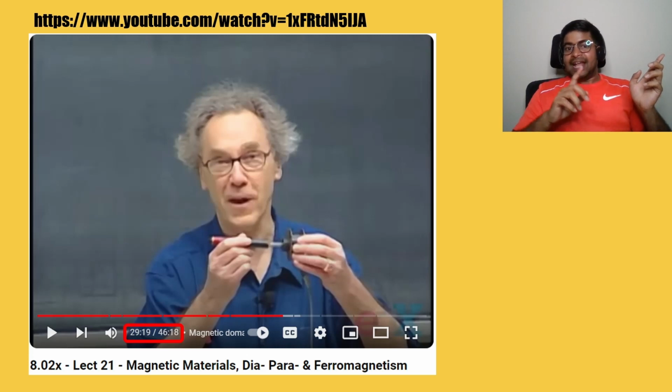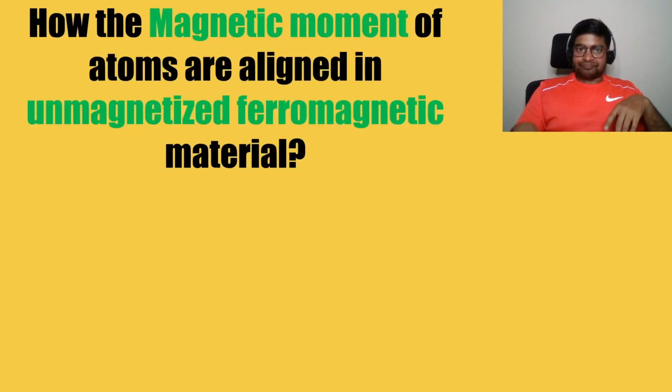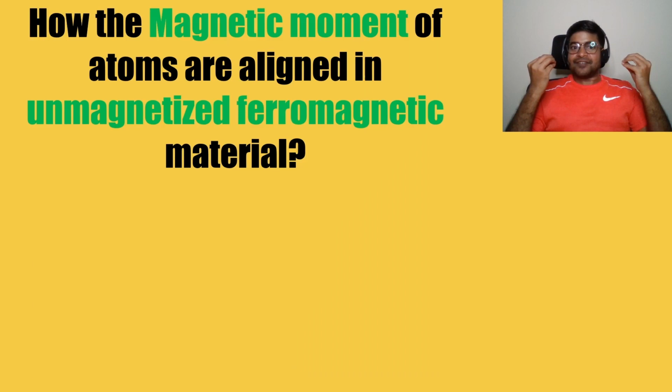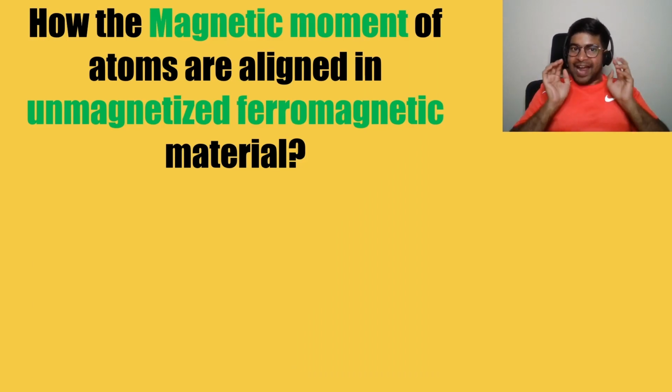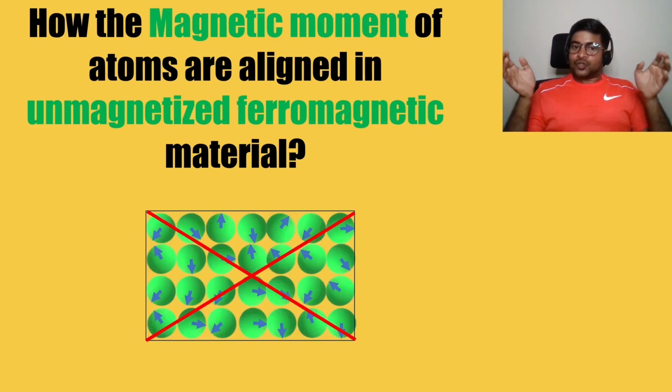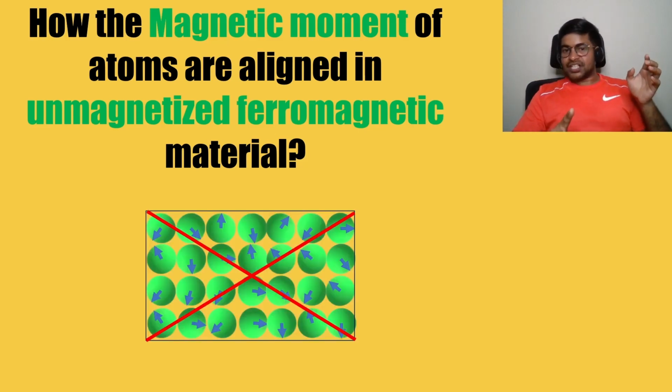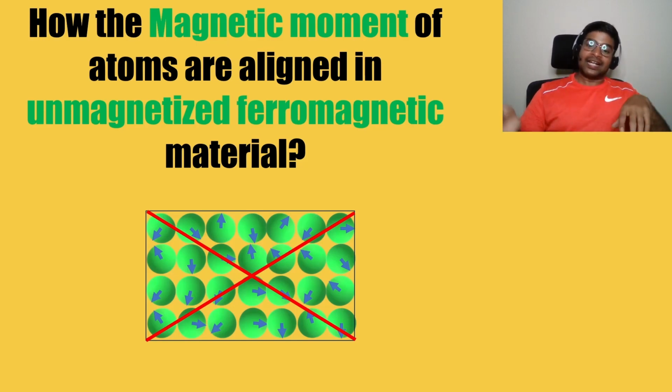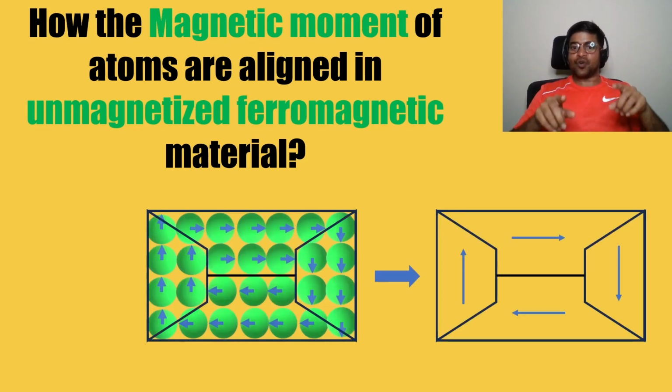And hence, if I have to ask the same question, how are the magnetic moments of atoms aligned in unmagnetized ferromagnetic material, definitely it will not be in this state because it requires high energy. It's going to be in this state because it requires minimum energy.